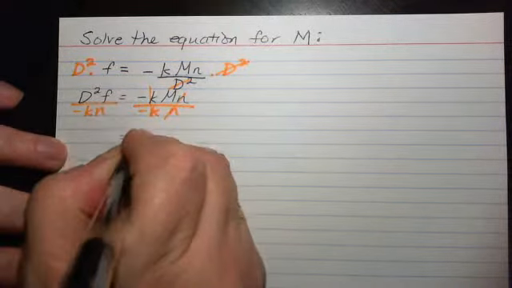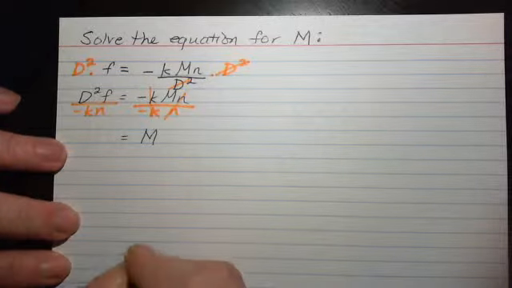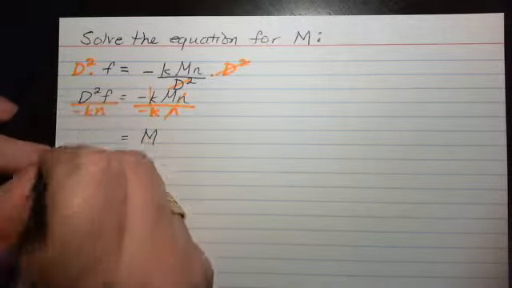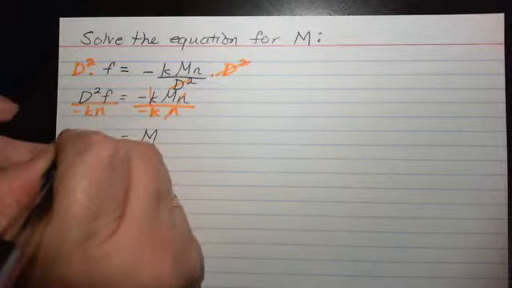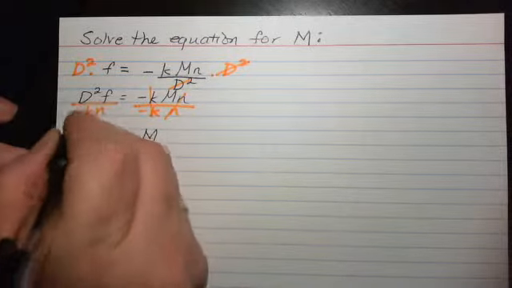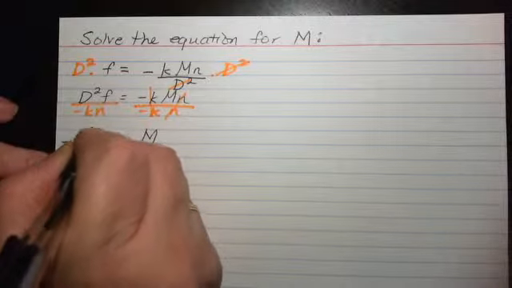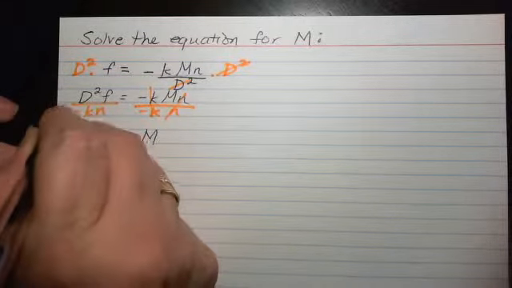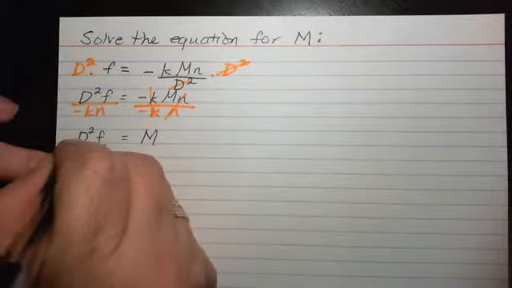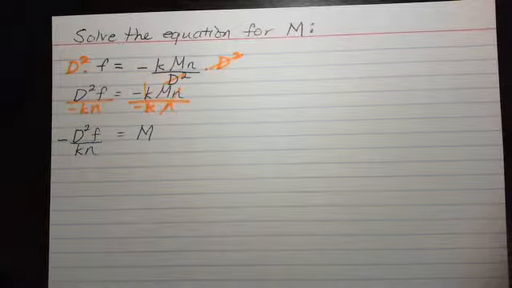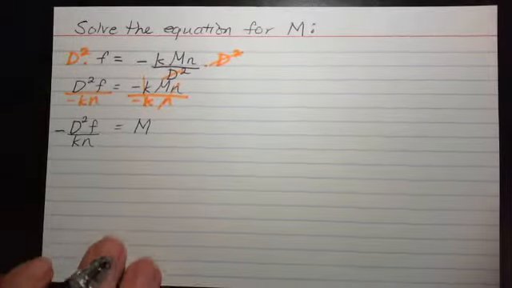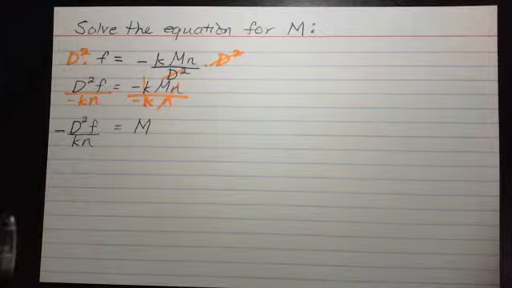So that leaves us m by itself here, and on the other side I like to move the negative to the front of the expression, and write that as d squared f over, since I moved the negative, I'm just going to now write that as k n. Now, we've carried out the instructions to solve the equation for m. m is now isolated.